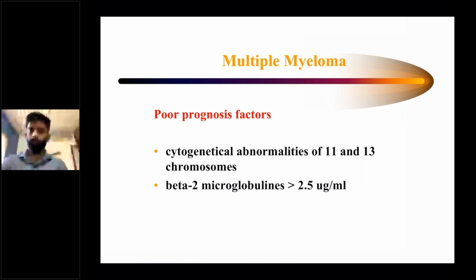So what are the poor prognosis factors in multiple myeloma? You have cytogenetic abnormalities of chromosomes 11 and 13, or beta 2 microglobulin greater than 2.5 microgram per ml. So these are the two poor prognosis factors for multiple myeloma: cytogenetic abnormalities of chromosomes 11 and 13, and beta 2 microglobulin greater than 2.5 microgram per ml.